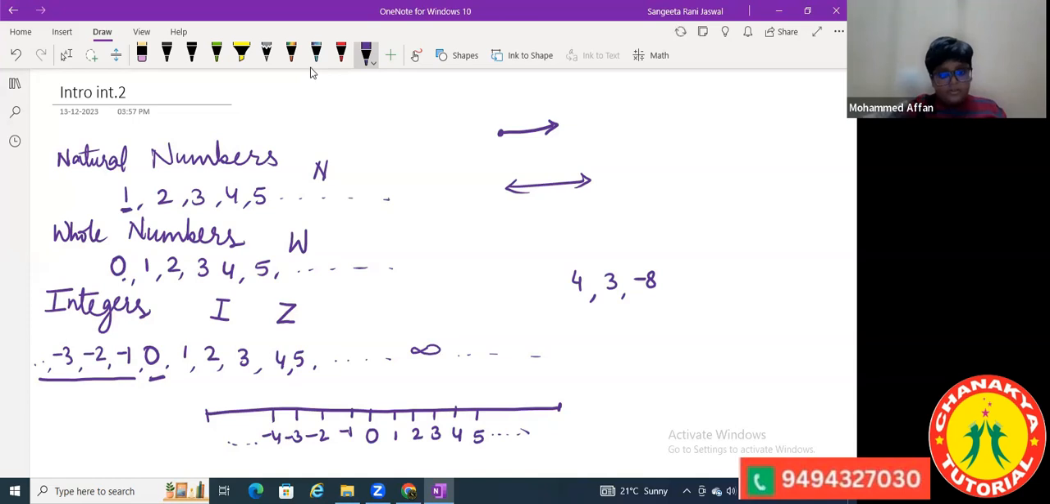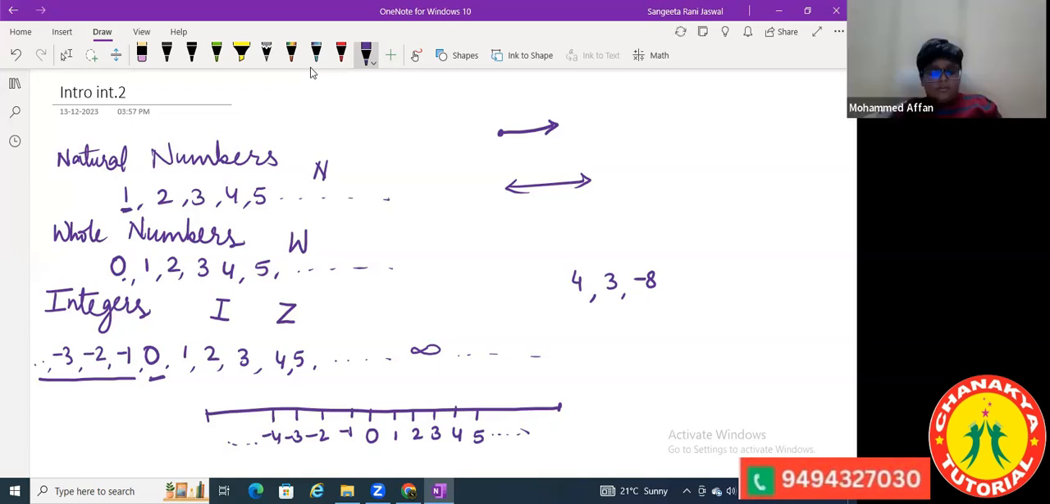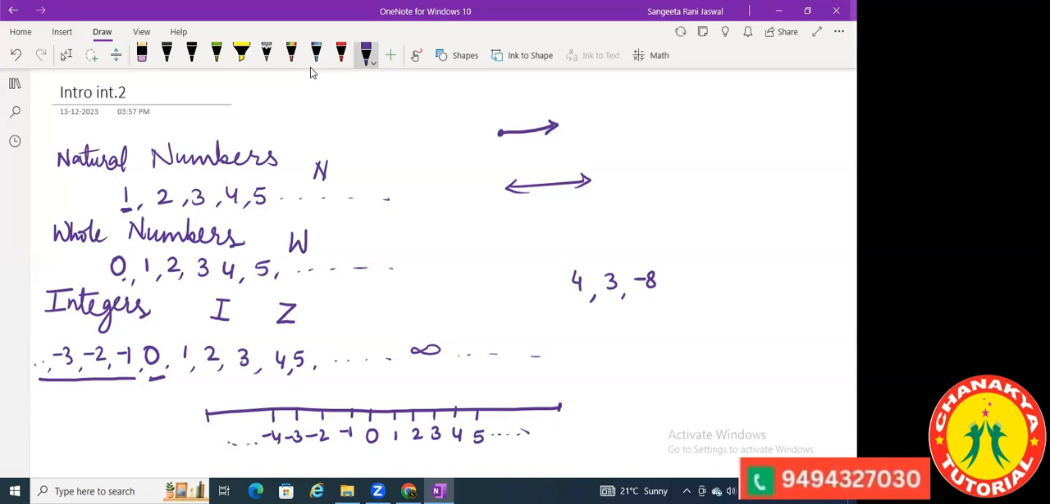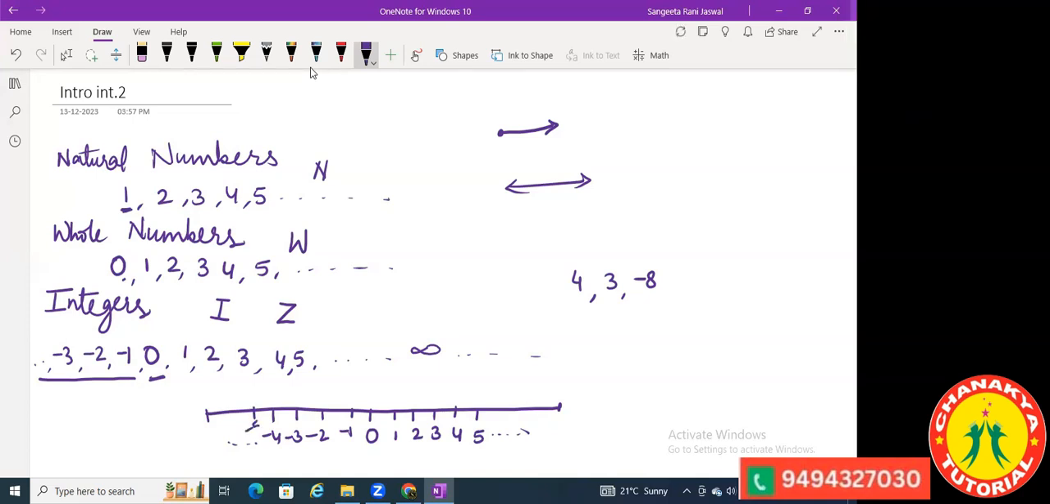Afan, can you show me on this number line where is number 4? Ma'am, on the right side. On the right side of 0. Okay, that is this. And where is 3? It is on the right side. Right side here. And where is -8? On the left side. Okay, so if I write like this, -7 and -8 here. Okay, yes, ma'am.